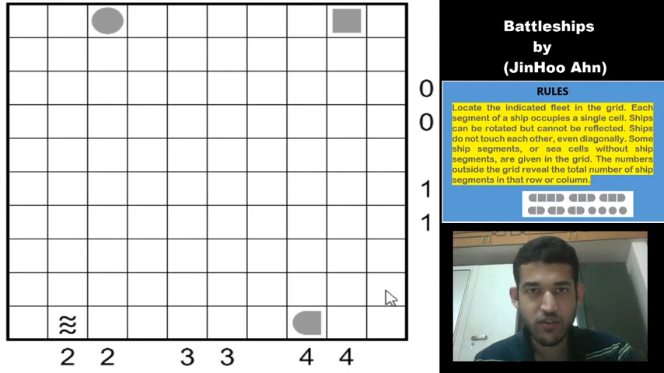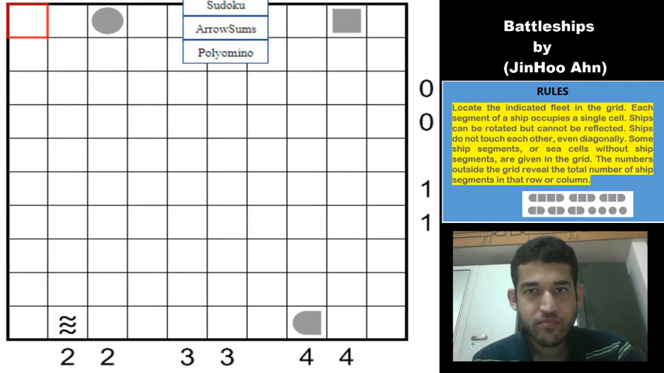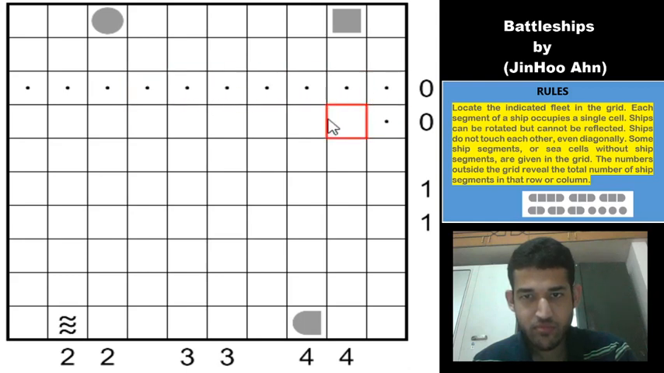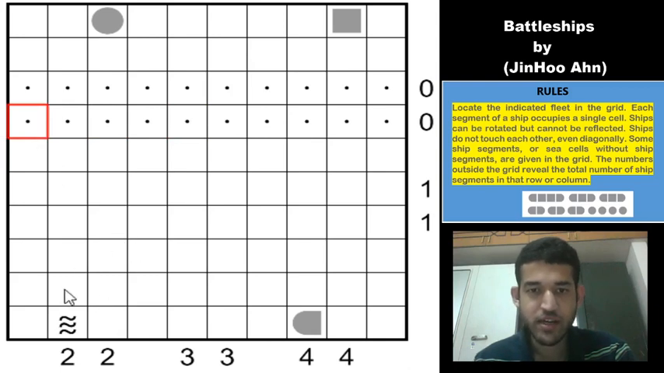With that, we'll start solving this puzzle. The easiest way to solve a battleship puzzle is using the zero clue, which means that there are no ship segments in that row. And you will also see some wavy symbols in the grid, which means that it is water and you cannot have any ship segment there.